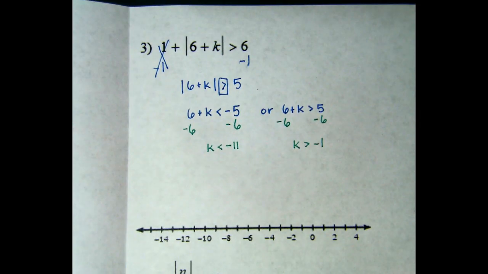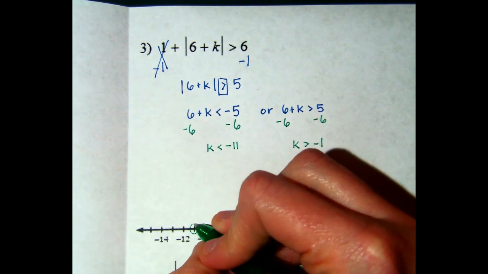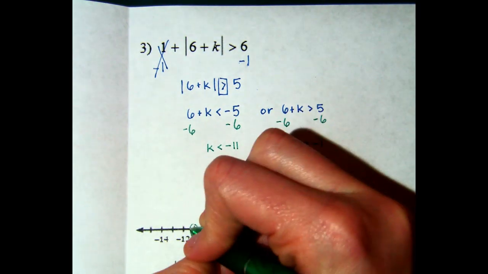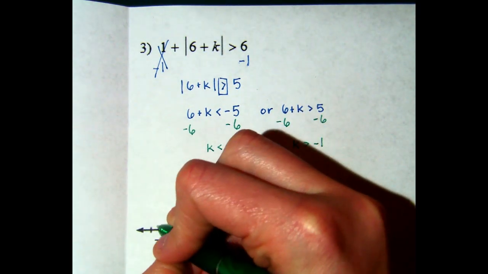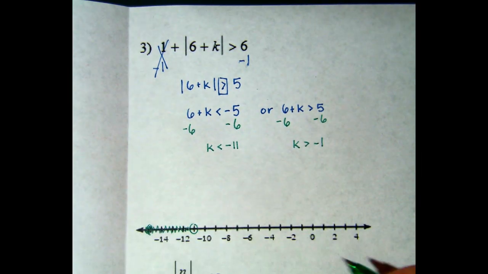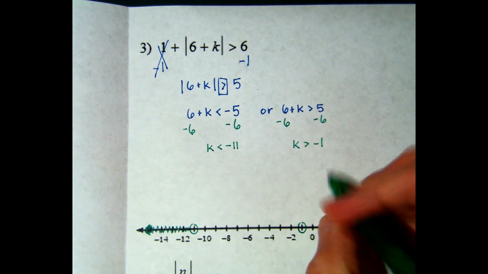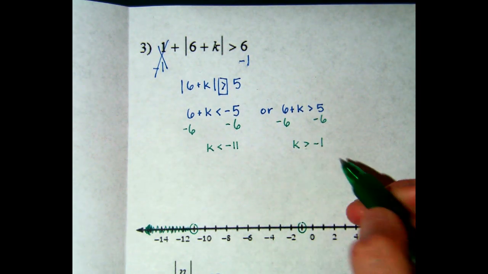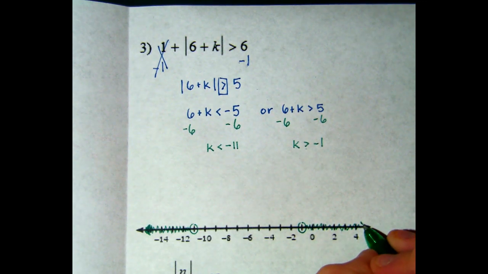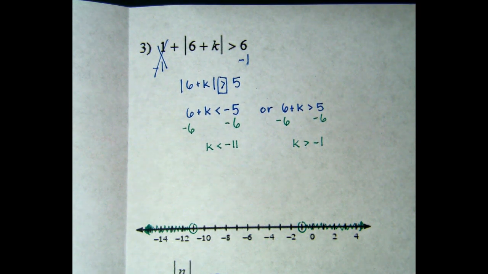We're now going to graph it. So let's graph this one by looking at, we're going to circle negative 11. It is open because there's no symbol underneath. And I'm going to shade to the left because it's all the numbers that are smaller than negative 11. I drew an arrow because it goes on forever. Alright, and k is greater than negative 1, so circle negative 1. Again, it's open because there's no or equal to at the bottom, and shade to the right because it's the numbers greater than negative 1. There's how an or compound inequality looks.